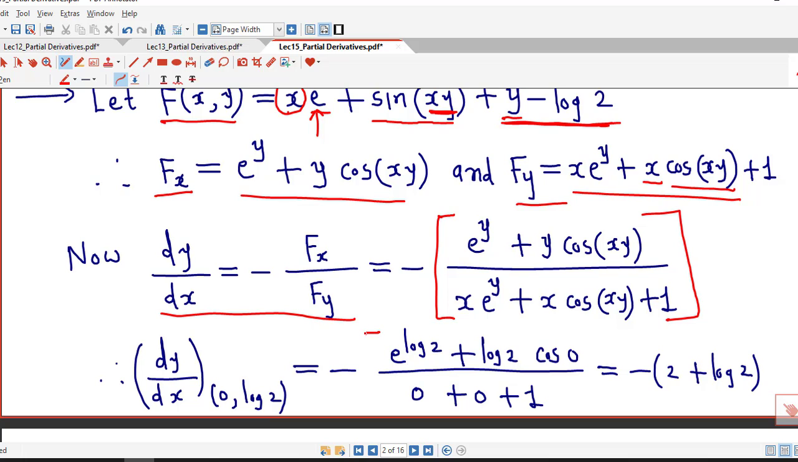So dy by dx at x equal to 0, y equal to log 2 is e raised to log 2 plus log 2 cosine of 0 into log 2, which is 0. Here x is 0, so this term becomes 0, this is also 0, and plus 1. Now e raised to log 2 is nothing but 2, and plus log 2 cos 0 is 1, and negative side. So dy by dx at this point is nothing but negative of 2 plus log 2.